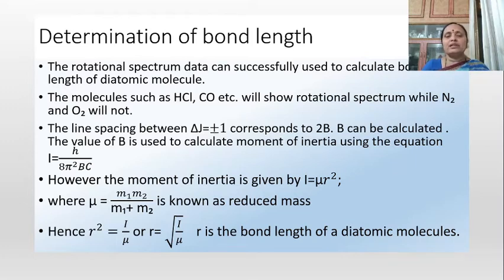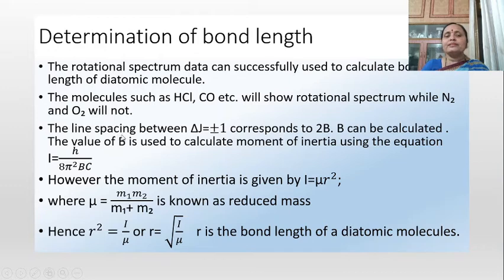Molecules such as HCl, carbon monoxide, etc. will show rotational spectrum because there is going to be a change in dipole moment, whereas N2 and O2 will not show.